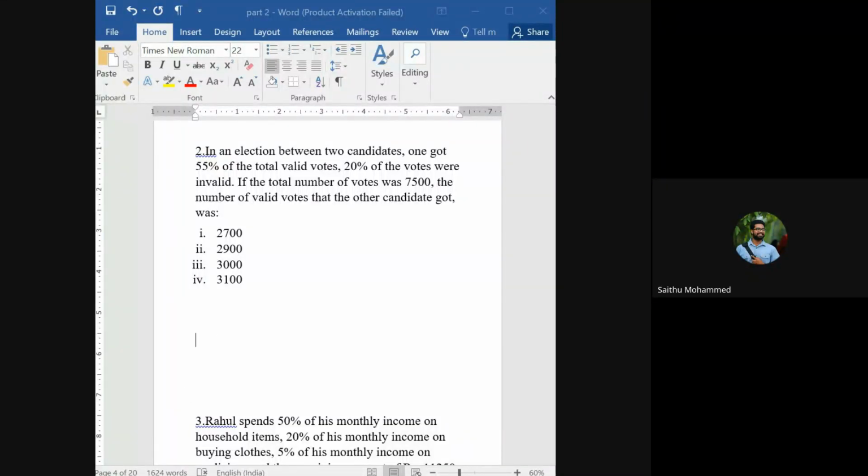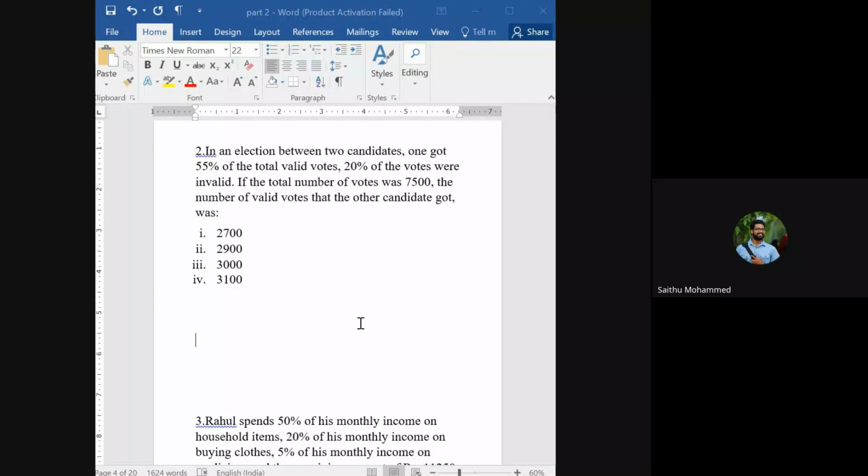Now, for people who want to know how to solve it, first we will understand the question. In an election between two candidates, there are only two candidates. One got 55% of the total valid votes. That means if there are 100 votes polled, candidate A got 55%, that means 55 votes, of the total valid votes. 20% of the votes were invalid. So out of that 100 votes, for example, 20 votes are invalid.